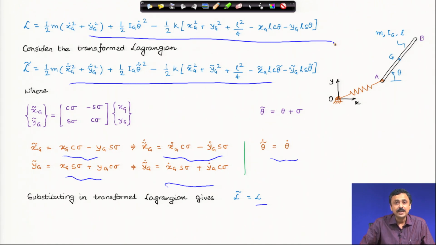In other words, I have found an infinitesimal transformation. Actually, this transformation is a finite transformation, but then it will always be an infinitesimal transformation as well.